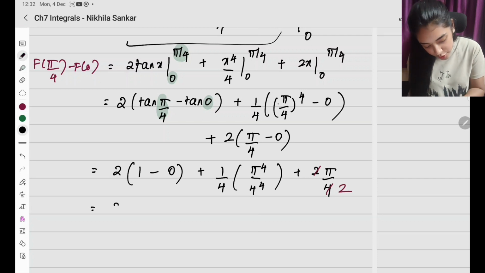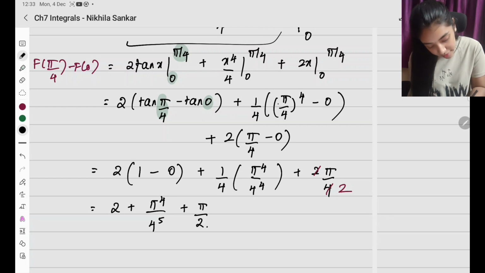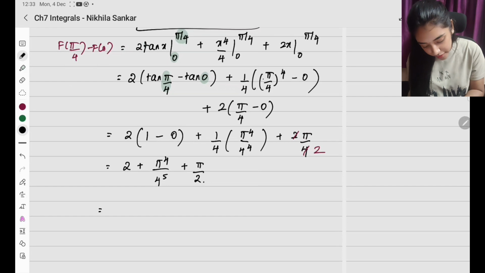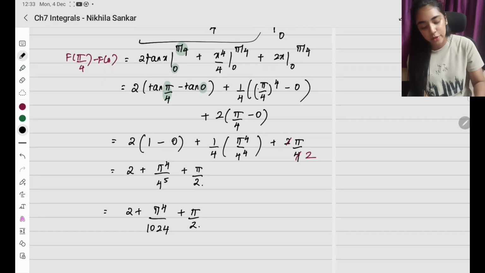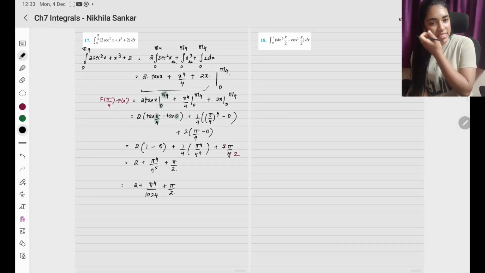So my answer is going to be 2 plus pi power 4 divided by 4 to the power 5 plus pi divided by 2. In that, 4 to the power 5 you can work out. So 2 plus pi power 4 divided by 1024 plus pi divided by 2. 4 4s are 16, 16 16s are 256, 256 into 4 is 1024.